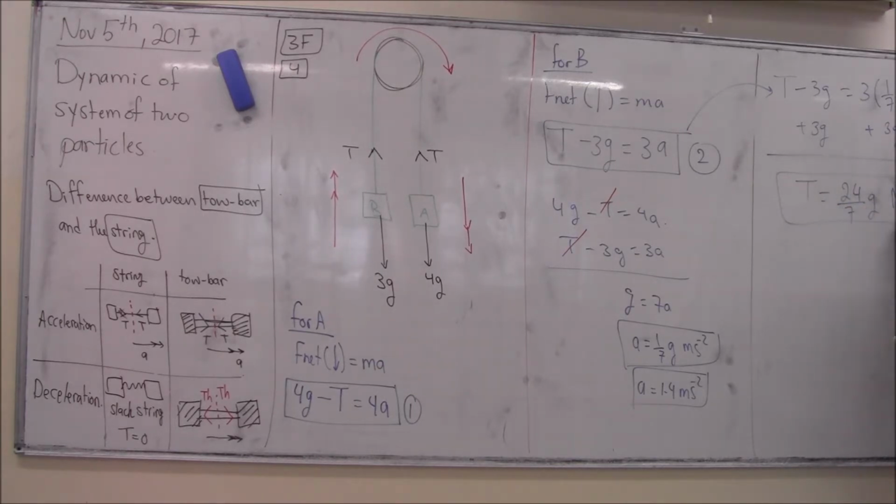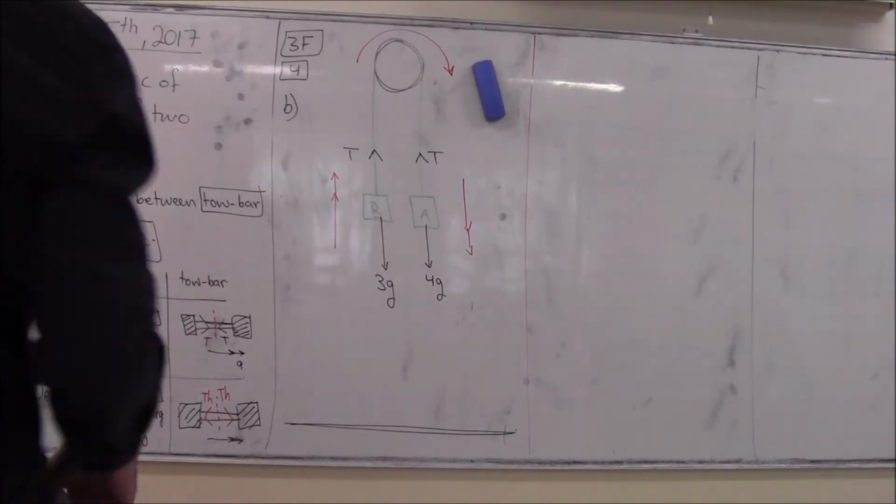T equals 24 over 7 G. I may write it like this, no matter. Or I may write it as 33.6. Clear? Okay.